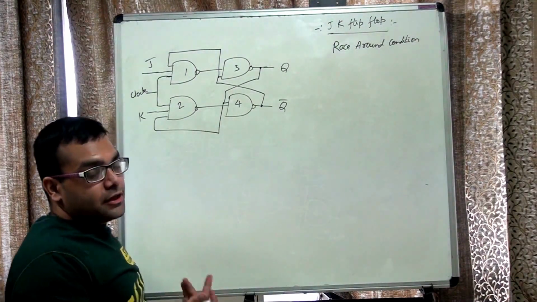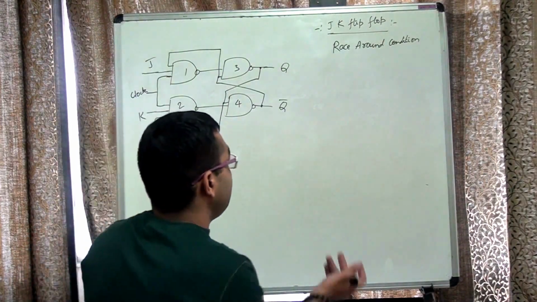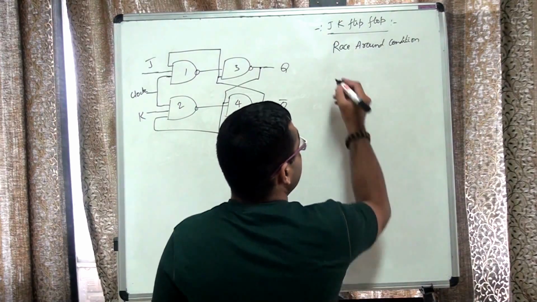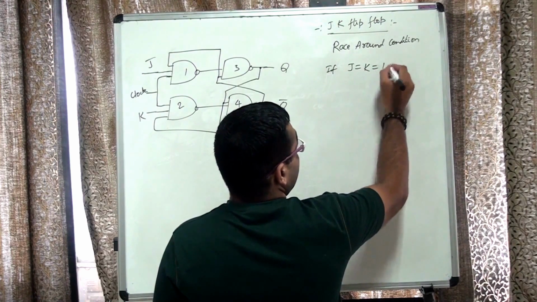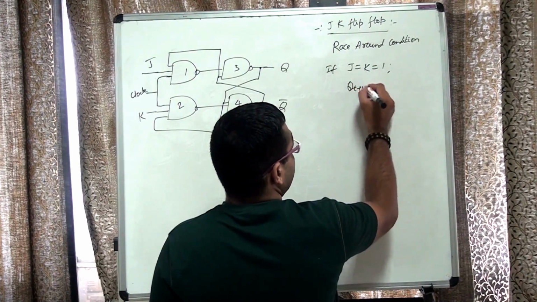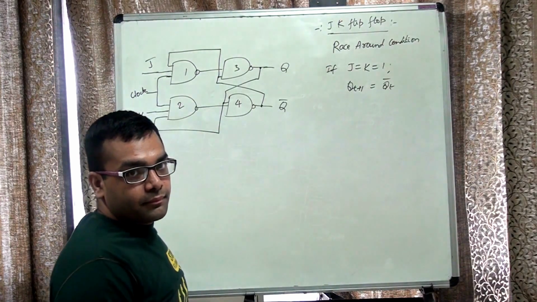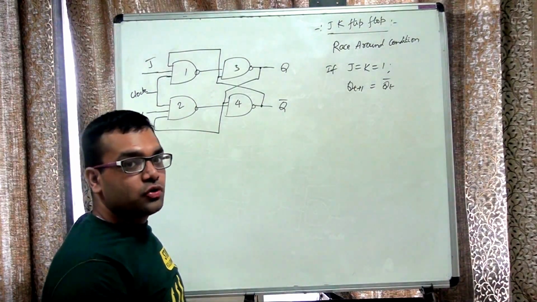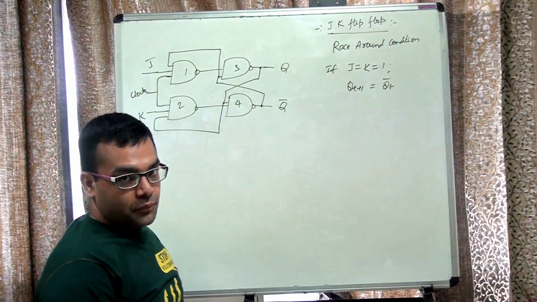Now first of all, let us try to understand what a race around condition is. We have seen in the truth table of JK, if both J and K are 1, then our next state has to be the complement of the previous state. Of course, the clock has to remain 1 in this duration. If the clock goes 0, we cannot make this claim.